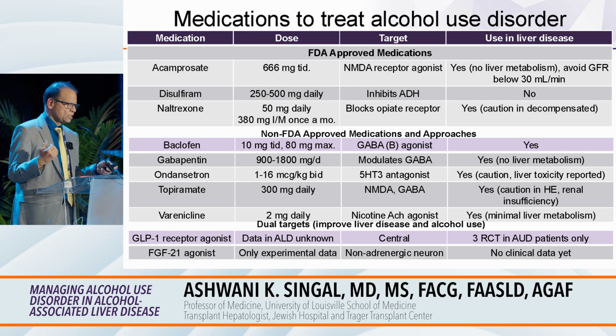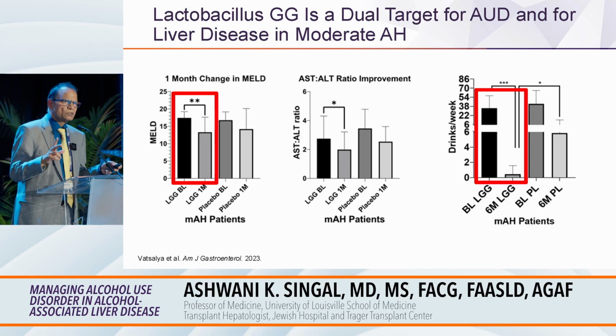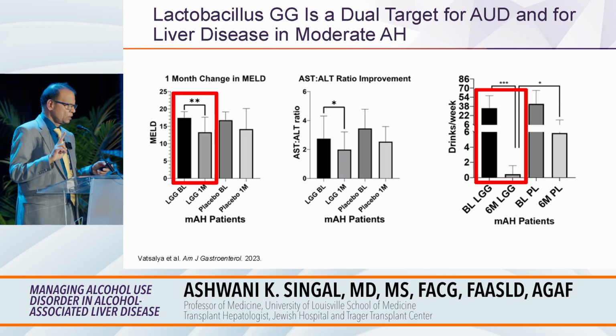We talked about GLP-1 and FGF21 where we don't have the clinical data, but GLP-1 has 3 randomized controlled trials, but not in liver disease patients. So those are something potential to be seen down the line, and I think industry is thinking of doing studies in MET-ALD and ALD population using these dual targets. So let me tell you 2 dual targets which are LGG and PUFA.